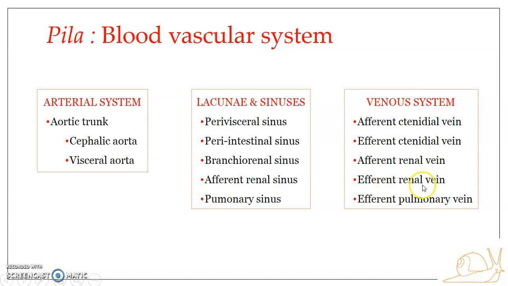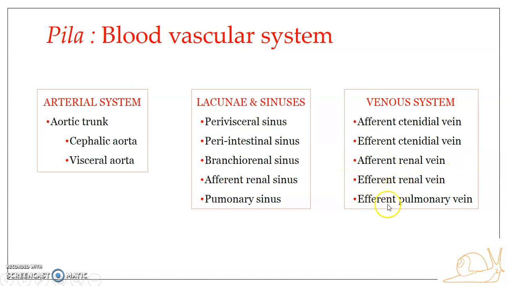Efferent renal vein carries blood from the posterior renal chamber towards the auricle. I hope you remember, the blood which passes through the efferent renal vein is waste free because the waste substances have been removed or filtered out at the posterior renal chamber. The afferent renal vein receives blood from the periintestinal sinus and carries it to the posterior renal chamber.